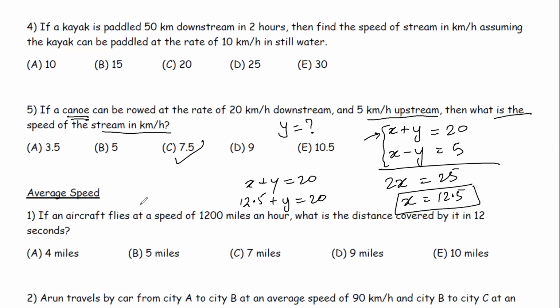One thing you would probably want to know is the shortcut, the formula that they use. The speed of the boat is x plus y by 2, and the speed of the stream is x minus y by 2. As you can see, 20 minus 5 is 15, and 15 by 2 is 7.5. So that's the formula they use. These formulas are not really helping, but if you want to mug it up, be my guest.